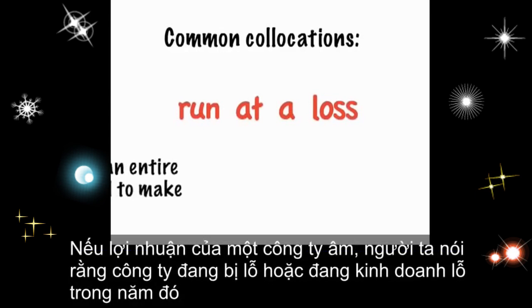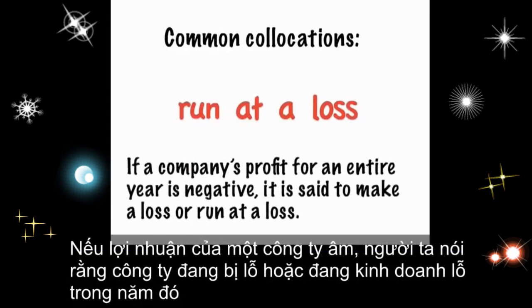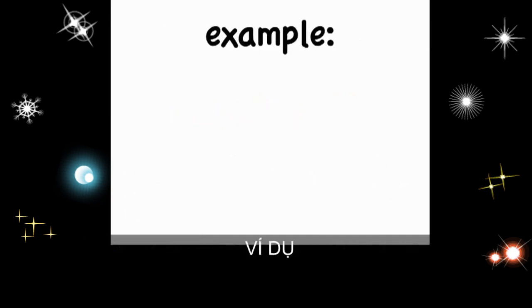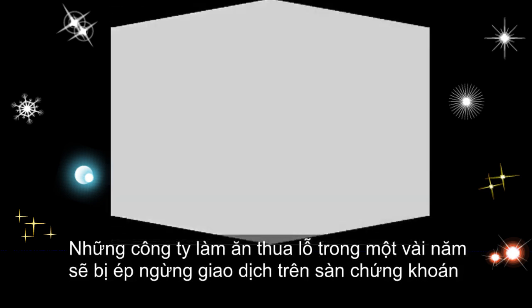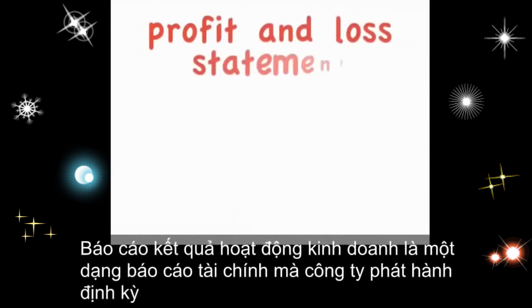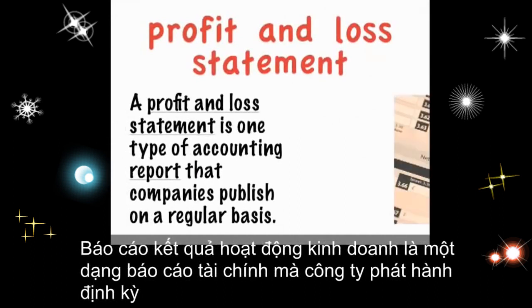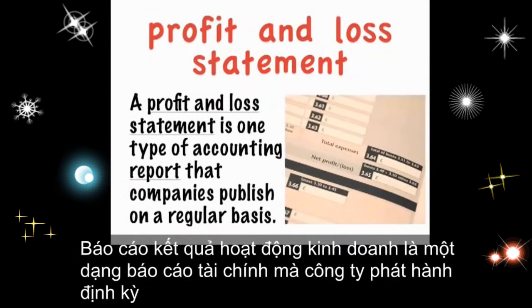If a company's profit for an entire year is negative, it is said to make a loss or run at a loss for that year. Companies that run at a loss for several years may be forced to stop trading on the stock exchange. A profit and loss statement is one type of accounting report that companies publish on a regular basis.